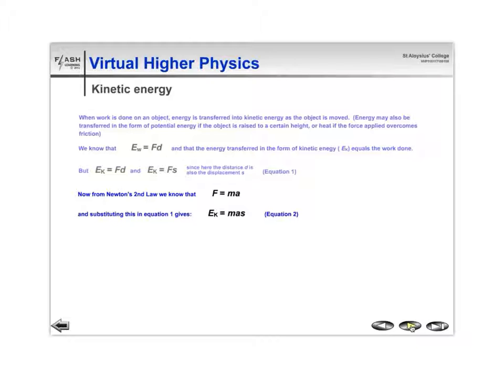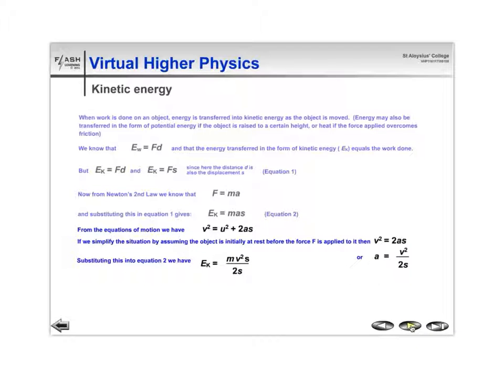If we then substitute for s using our equations of motion, then we can use the fact that v squared is u squared plus 2as. If u is 0, i.e. it's initially at rest, then v squared is equal to 2as, or rearranging that slightly, a is equal to v squared over 2s. And if we substitute for that, a is v squared over 2s, into the formula that we had up here, then replacing that a in there gives us mv squared s over 2s. The s's can cancel out, leaving us the kinetic energy formula.